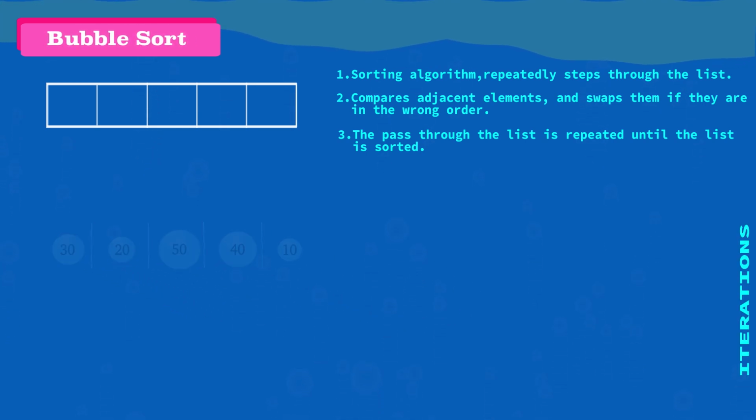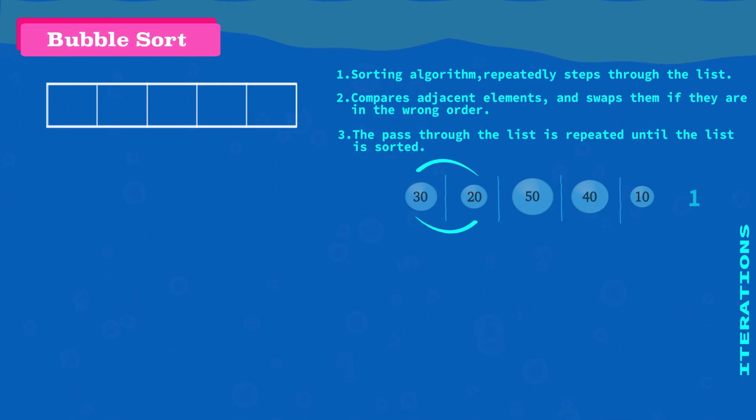Now let's start demonstrating the algorithm. We will start with the very first iteration. The first two adjacent elements, 30 and 20, are compared to each other and they are swapped because they are in the wrong order. That is, 20 is less than 30. The next comparison is between 30 and 50, and they are already in sorted order, so there will be no swapping here.